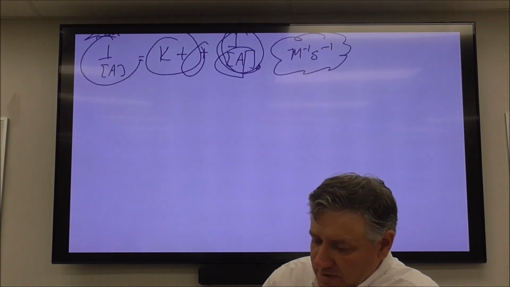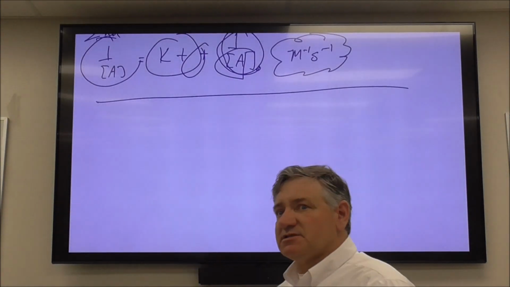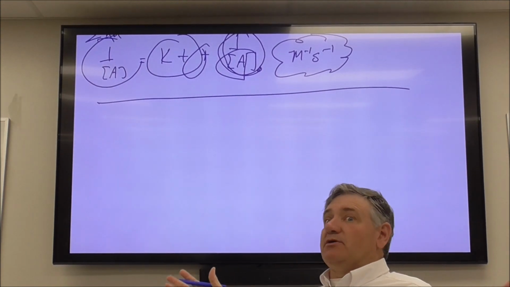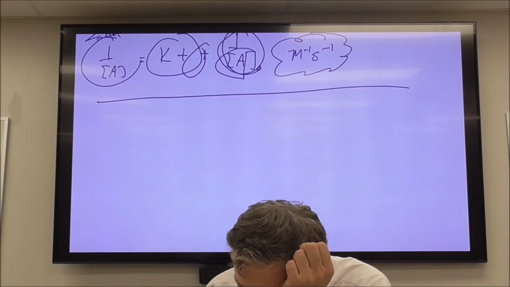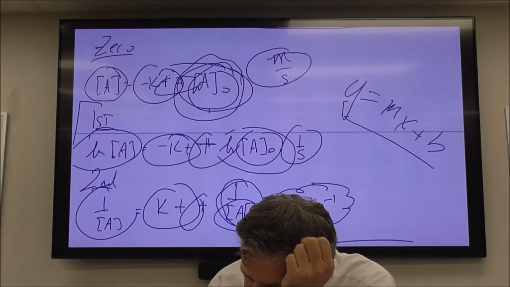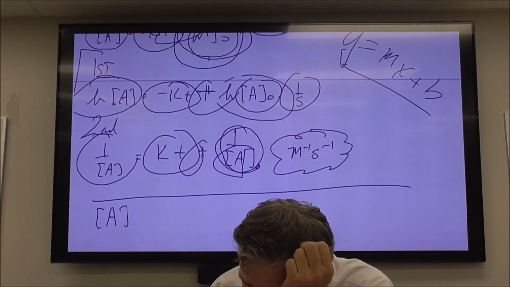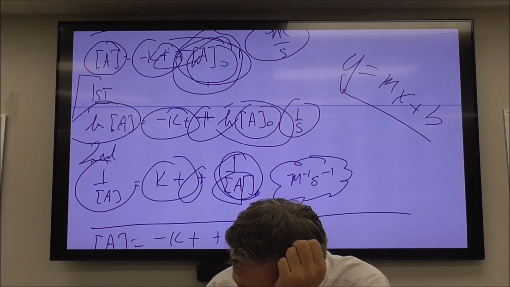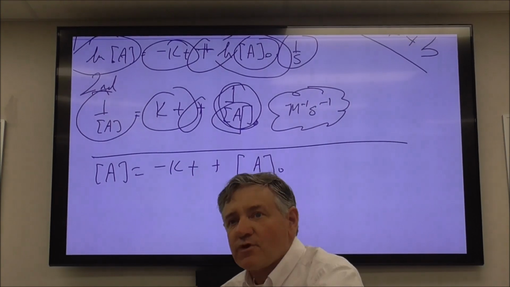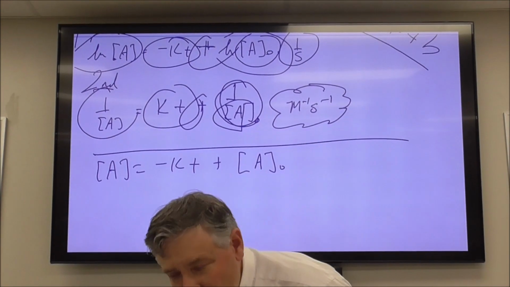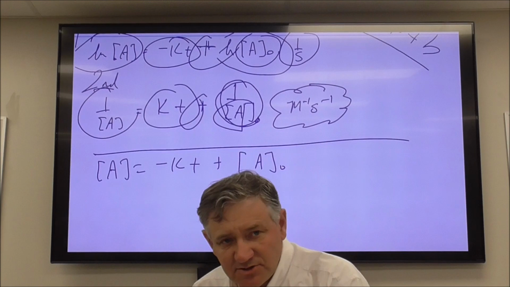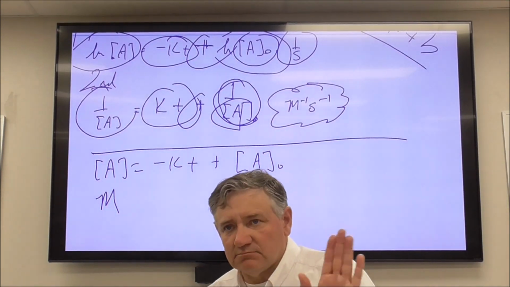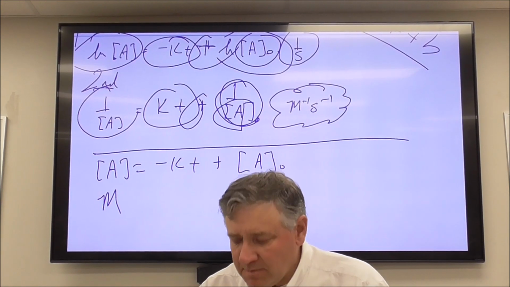So let's start with 0 order, because you need to understand the process and not just say, oh, magic happens and this is where it works. If you look at 0 order, you have A equals negative KT plus A naught. Now, units are vital, absolutely vital. Since these are just concentrations, this is just going to be molarity. That's it. This is going to be molarity over here.